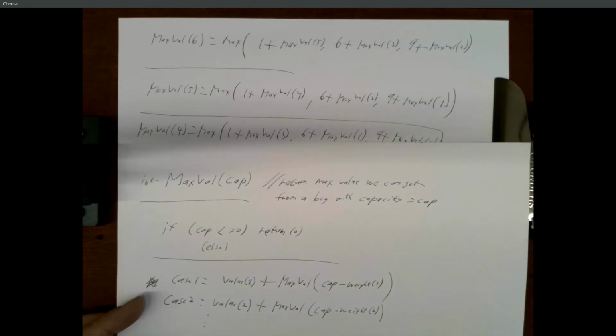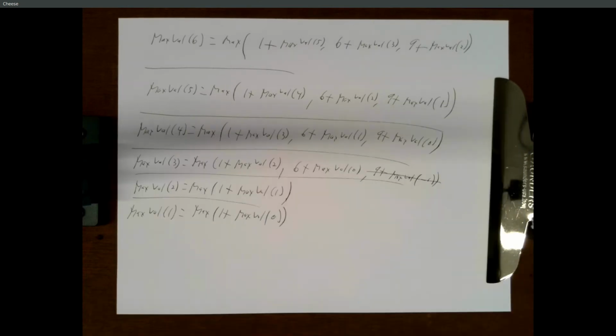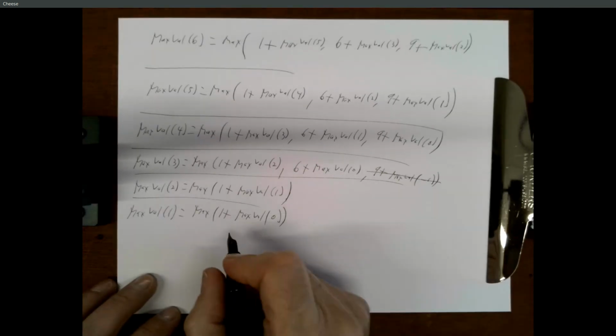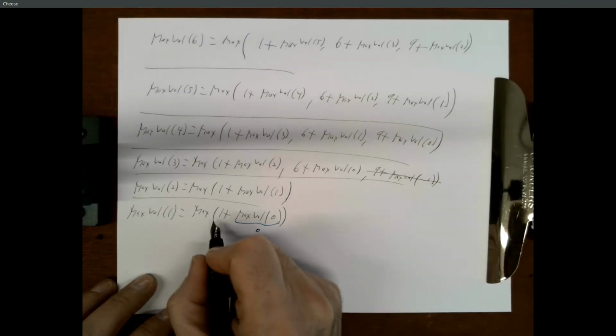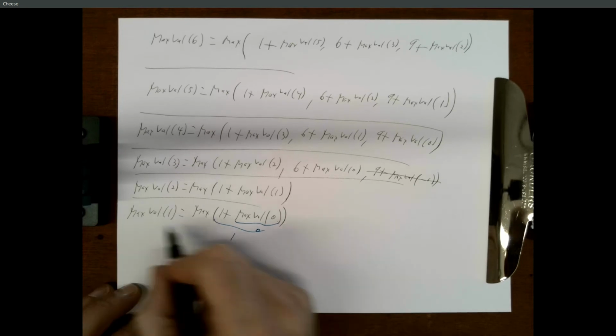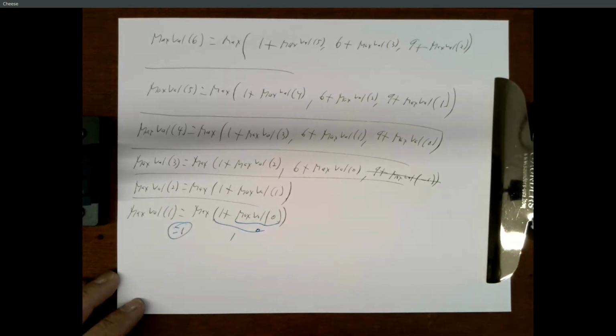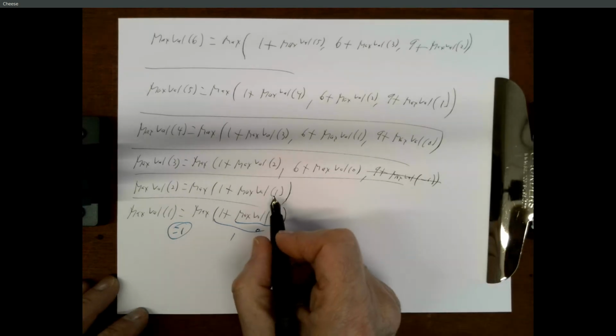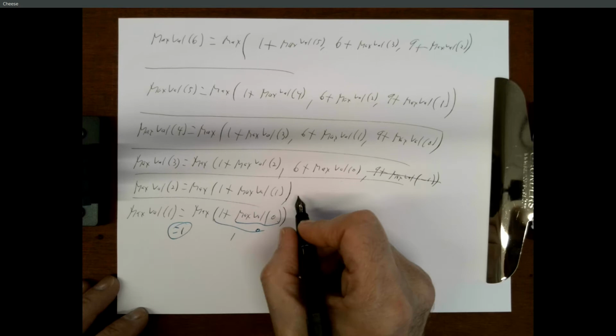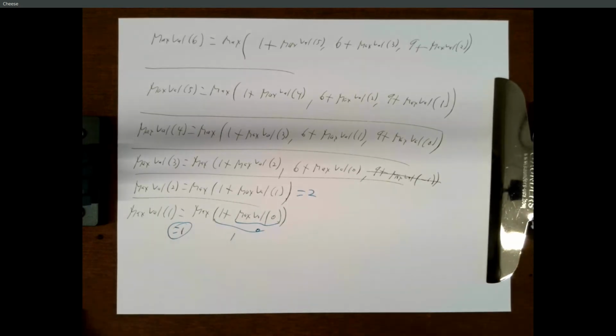And now we're down to just edge cases. If the capacity is less than or equal to 0, we know the max val is 0. So this is equal to 0. This is equal to 1. Max val of 1 is equal to 1. Max val of 1 is equal to 1, plus 1 is 2. Max val of 2 is equal to 2.